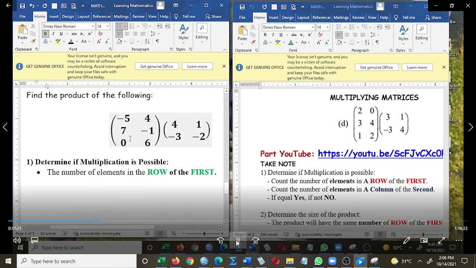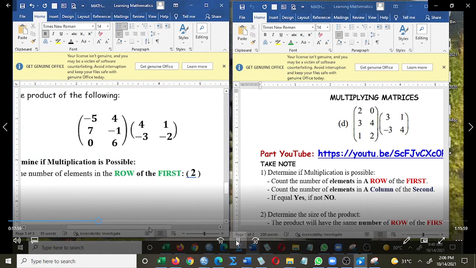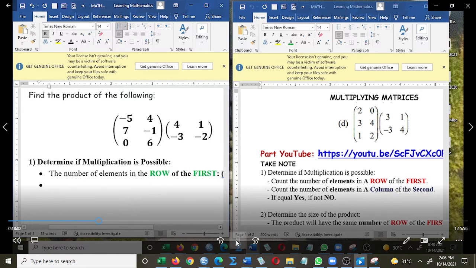When you are multiplying matrices, associate the word row with first. Please remember that. Once you are multiplying matrices, row first. So count the number of elements in the row of the first. How many elements are in the row of the first? Two. There are two of them. So it's a good thing we're a little advanced, so we can slow down a bit. And please take that little advice, because it's not just for maths alone, but for your other courses.